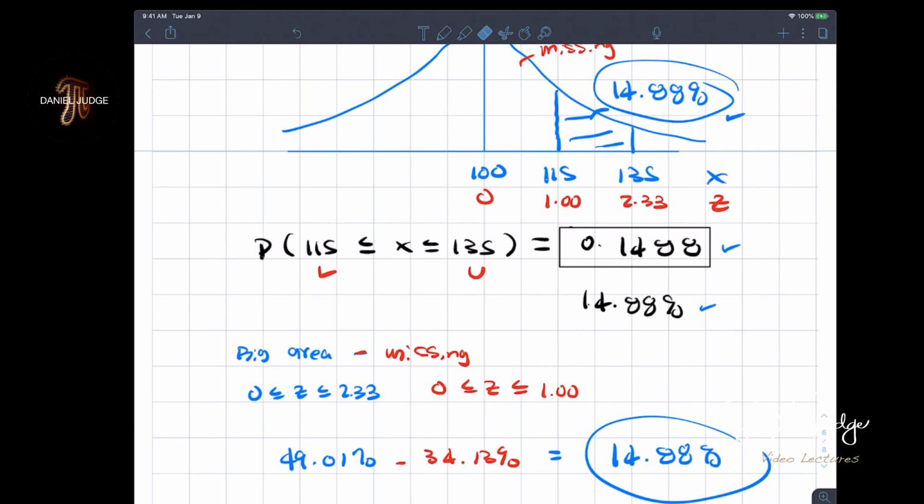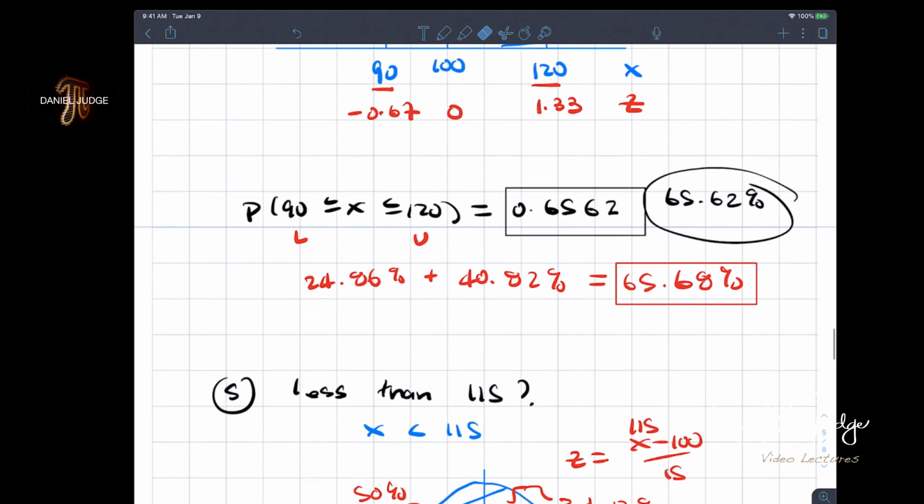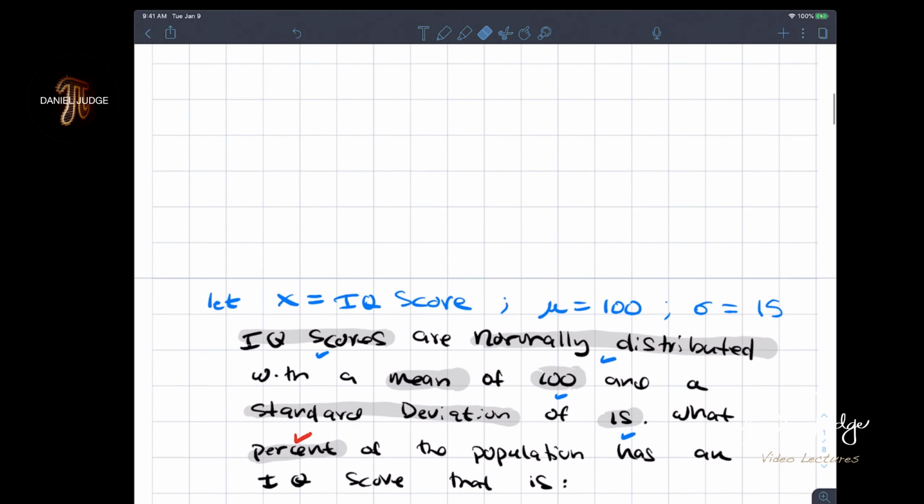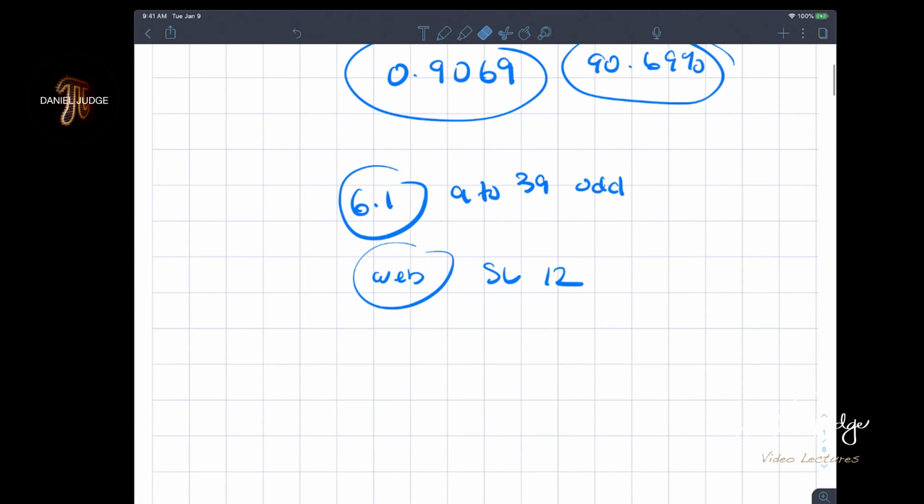Now, I already gave you guys homework questions on this. You have web questions and you have book questions. So if I go all the way back to the homework, you go 6.1, 9 to 39 odd. We're going to keep with that. And you're going to do statistics lecture 12. That's the normal distribution questions. So continue with this homework like you guys been doing. But this is how we deal with the applications.